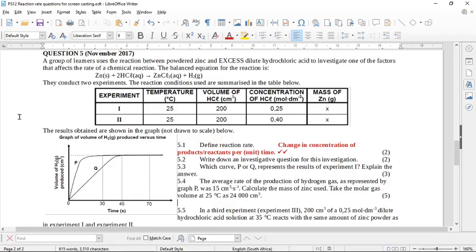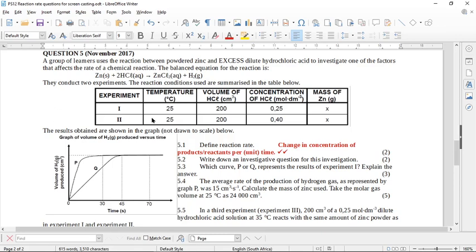Okay, let's look at question 5 from November 2017, reaction rate. A group of learners uses the reaction between powdered zinc and excess dilute hydrochloric acid to investigate one of the factors that affects the rate of a chemical reaction. The balanced equation for the reaction is zinc plus hydrochloric acid goes to zinc chloride plus hydrogen gas. They conduct 2 experiments. The reaction conditions used are summarized in the table below.